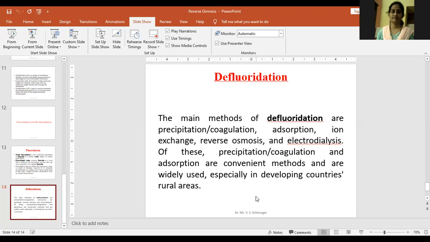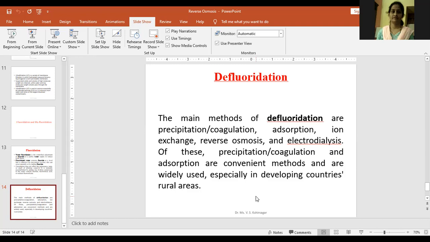What are these various methods? Adsorption, ion exchange, reverse osmosis, or electrolysis. You can use any of the methods to reduce the fluoride content of water. But out of these, precipitation, coagulation, and adsorption are simple and convenient methods. In precipitation and coagulation, we simply add chemicals and the dissolved impurities convert into undissolved form. Once it is converted into undissolved form, you can make them sediment at the bottom.